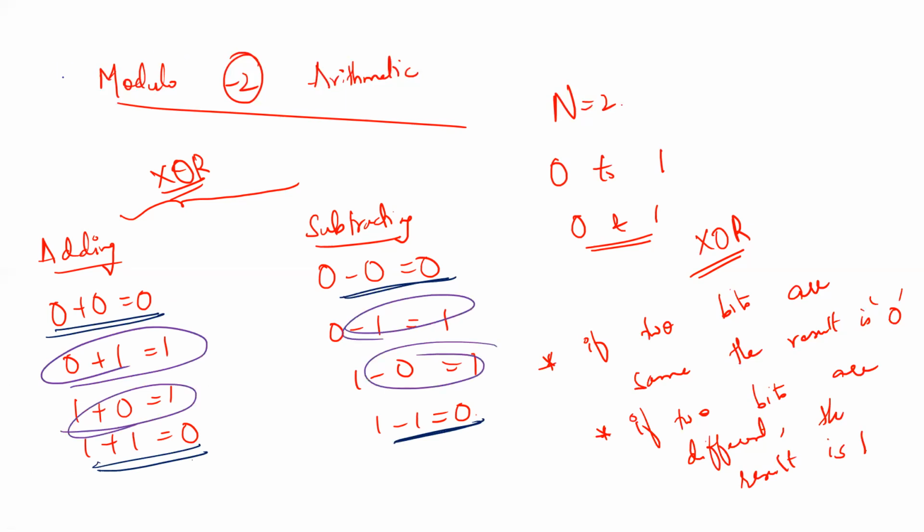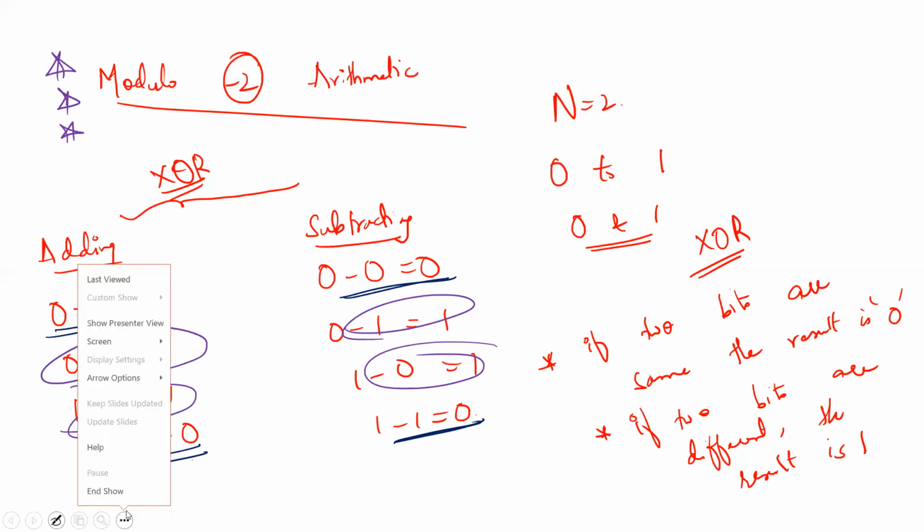So we will be using the modulo 2 arithmetic. This is very, very important. Modular arithmetic was just for explanation. We will be using this concept in block coding. So with this concluded, we will proceed with the next topic.